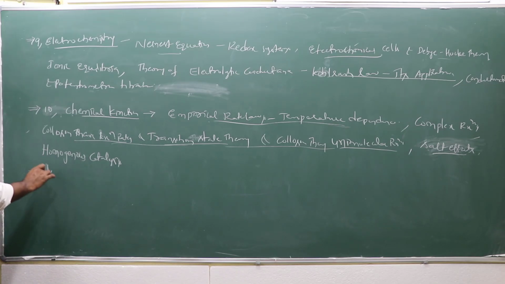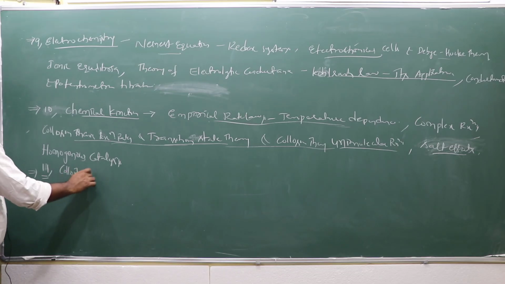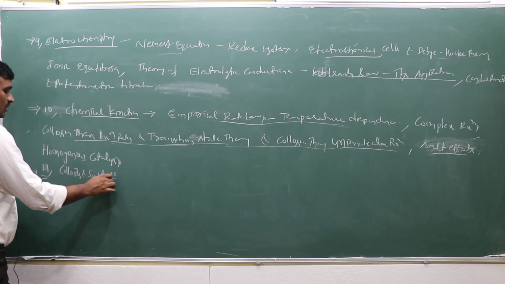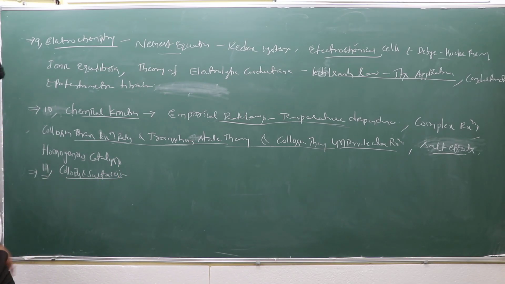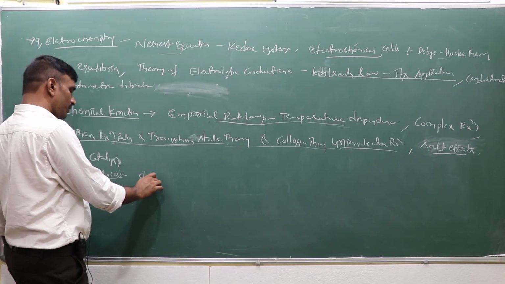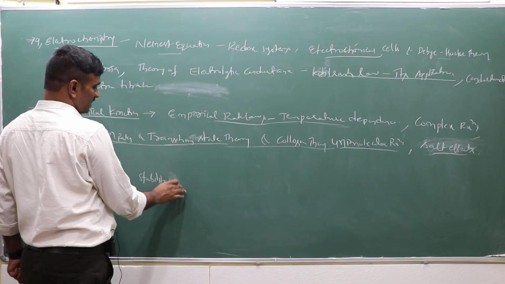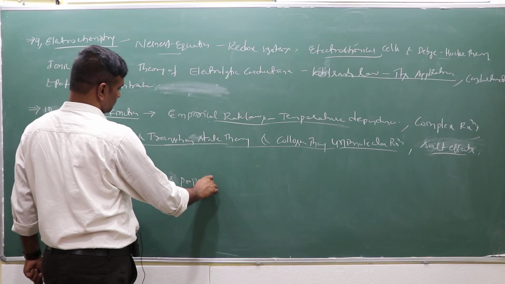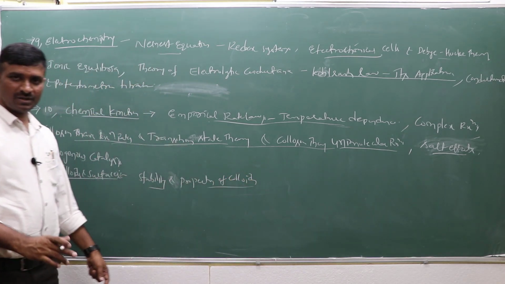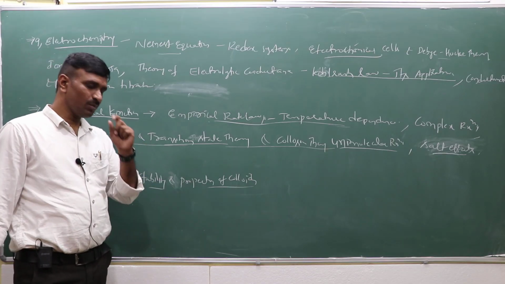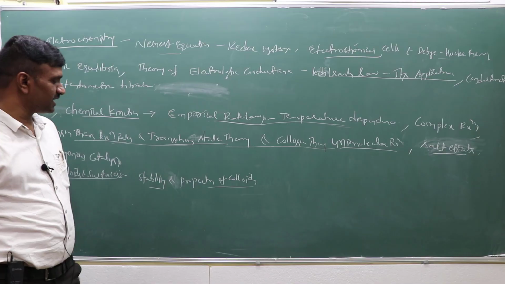Next, another unit which is mentioned in this syllabus after chemical kinetics: colloids and surfaces. In colloids and surfaces, what is mentioned based on colloids is the stability and properties of colloids. What are the colloid properties and stabilities, depending upon the gold numbers, as well as properties, what is the Tyndall effect, and what are optical properties and kinetic properties.